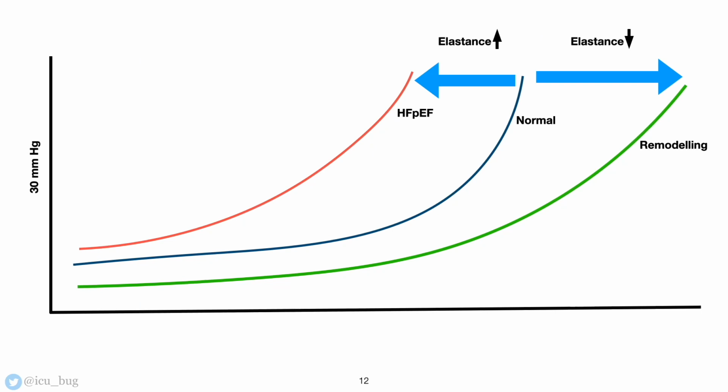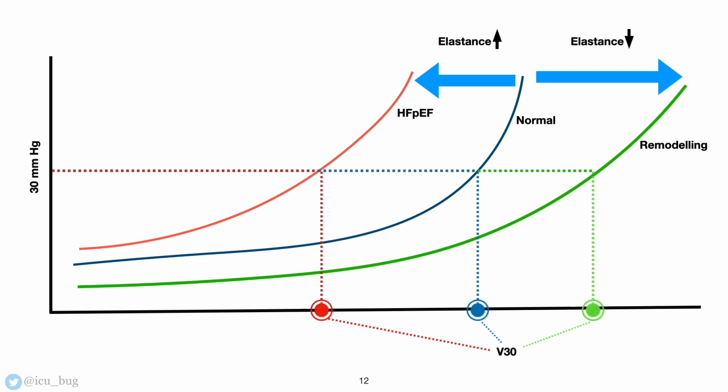This diagram shows how the slope of the end diastolic pressure volume relation changes with the elastance of the heart. So, in patients with heart failure with preserved ejection fraction who predominantly have diastolic dysfunction, the curve is shifted towards the left and the slope has increased. Whereas for a remodeled heart in ischemic cardiomyopathy, the elastance decreases and thereby the curve is shifted towards the right and the slope has decreased.